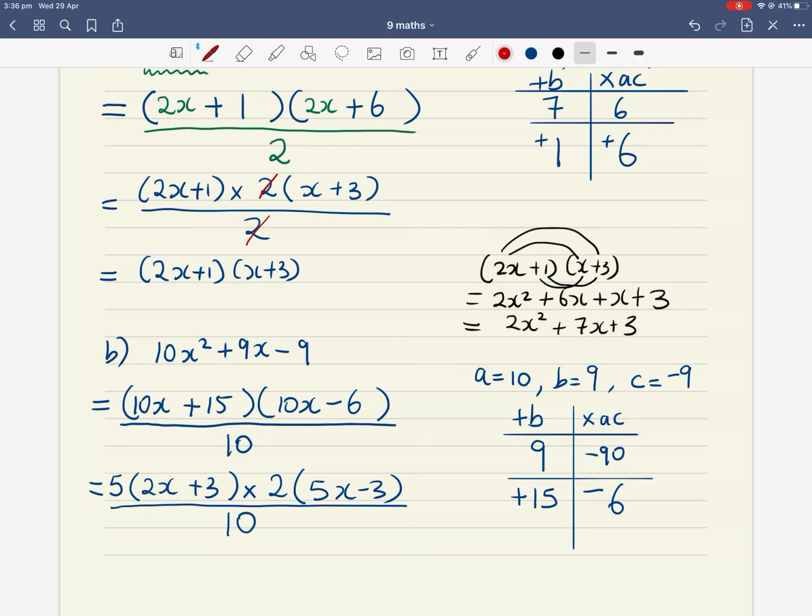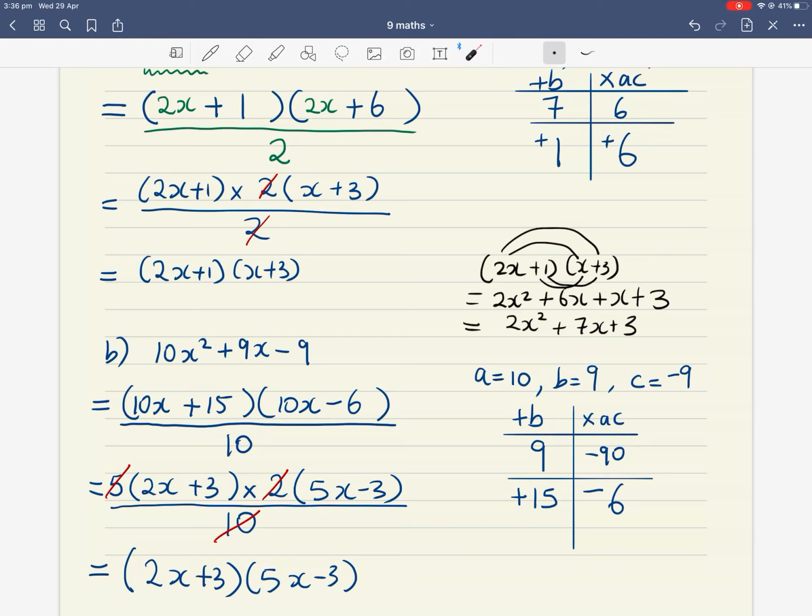I'm still dividing by 10. Now this is where you go, I hope I have pulled out enough common factors to be able to divide by 10. Well, if you look at the coefficients, 5 times 2 is 10, and that cancels out with the 10 on the bottom, which is good because I do not want a denominator. So then my final answer is brackets 2x plus 3 times brackets 5x minus 3.